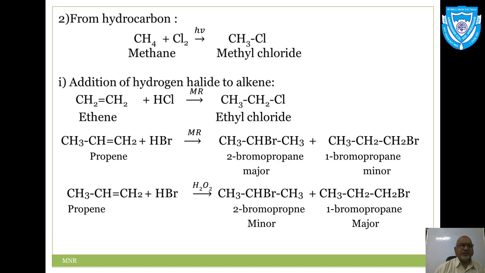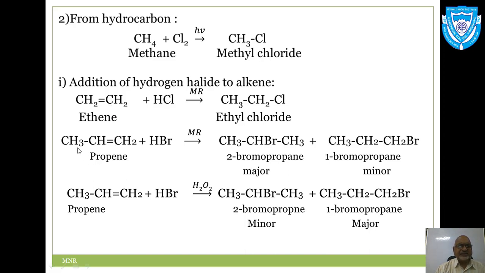If you see here, we can also obtain alkyl halides from hydrocarbons. So you take methane and treat with chlorine in sunlight or UV light, we get methyl chloride. Here it is action of hydrogen halide on alkene. So here you get ethene treated with HCl. Since it's a symmetrical alkene, whether hydrogen goes on the first carbon atom or the second carbon doesn't make any difference. And here it is HCl. So here it will form CH3, CH2, Cl, ethyl chloride.